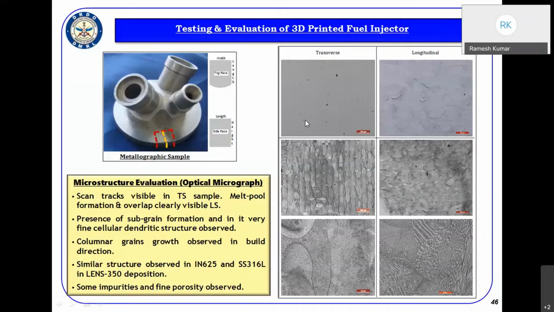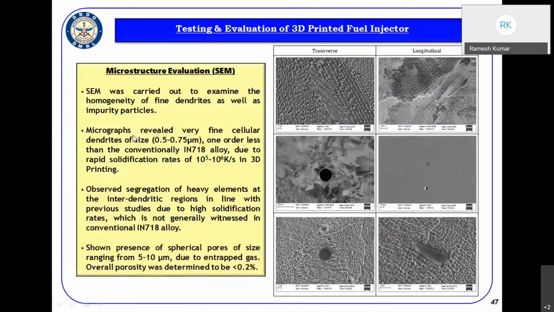The micrographs have revealed very fine cellular dendrites, one order less than the conventional alloy; the conventional one would have dendrites ten times this size. That is very relevant to 3D printing. This is mainly because of the very high solidification rates, 10 to the power 5 to 10 to the power 6 degrees per second in 3D printing. We have also observed some heavy elements at the interdendritic region, which is not generally witnessed with high solidification rates. We want to understand what sort of impurities these are.